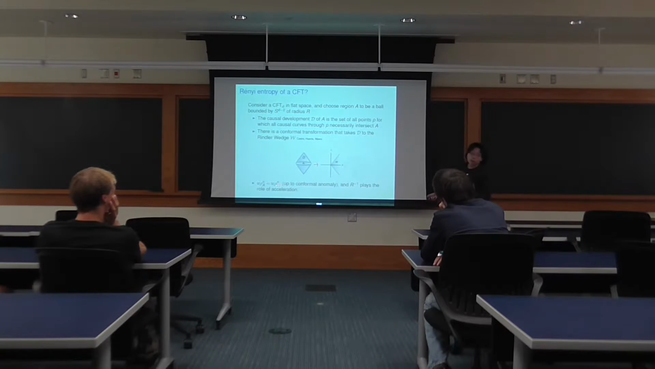And this is a well-known object. The acceleration is simply, the scale of the acceleration is simply set by the radius of the sphere. And this is true only up to conformal anomaly, which is well controlled in the conformal field theory.